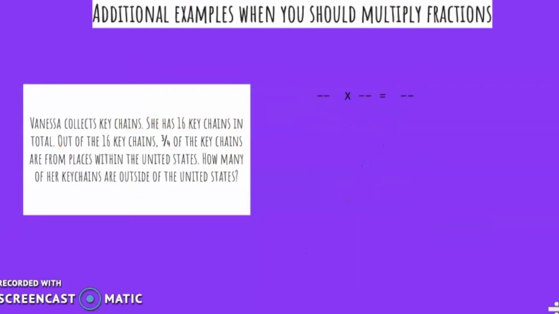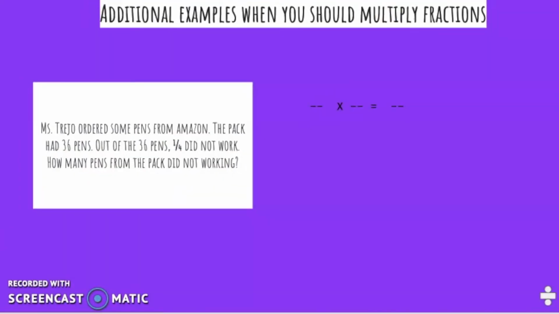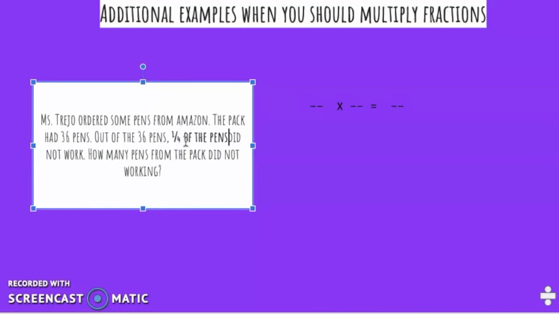Now, for our last problem. Okay, this is the last problem or example that we have. And it says, Ms. Trejo ordered some pens from Amazon. The pack had 36 pens. Out of the 36 pens, 1/4 of the pens did not work. How many pens from the pack did not work?